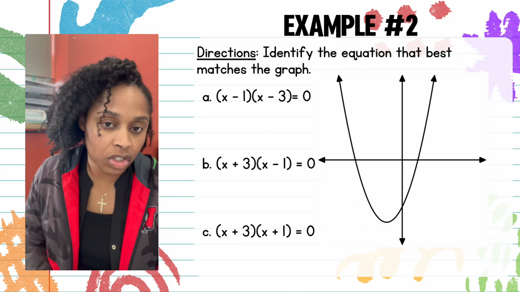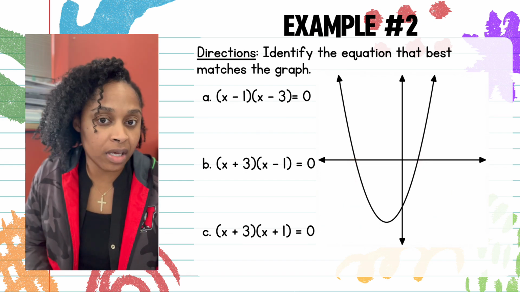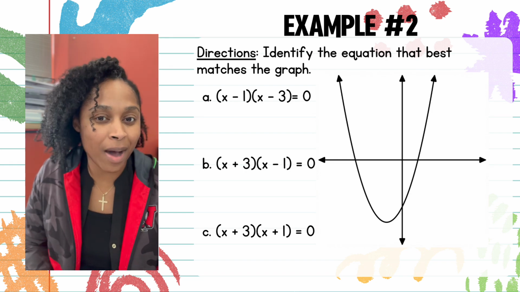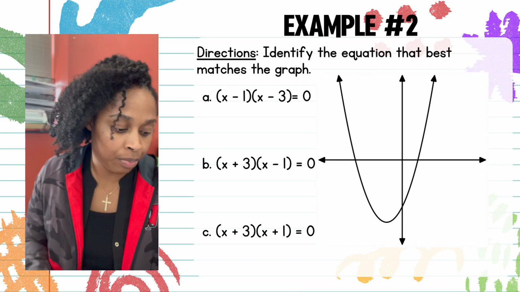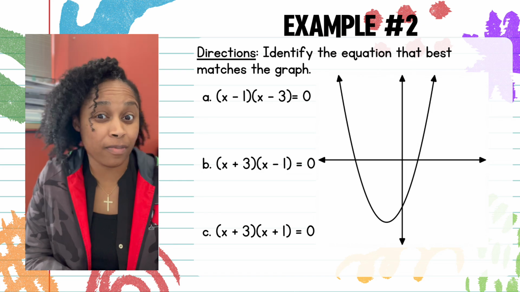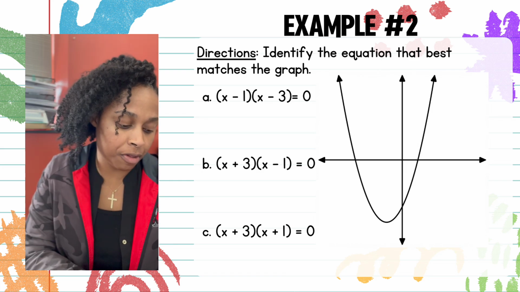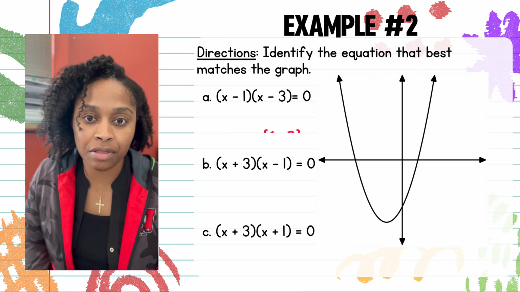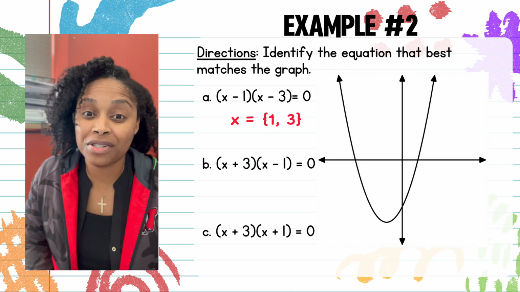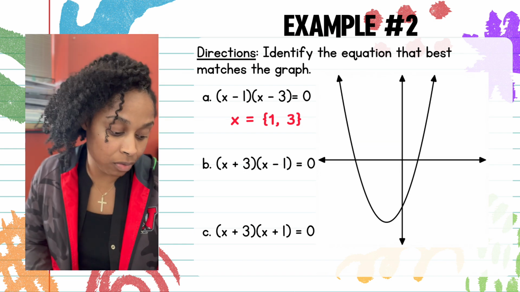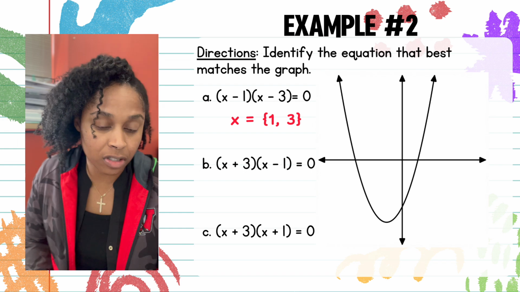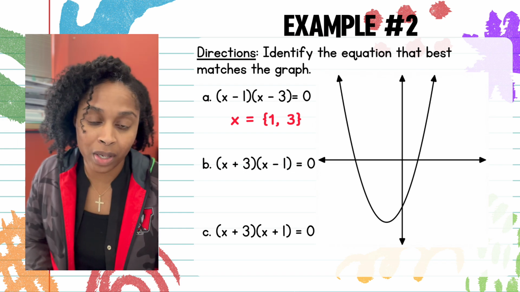So let's go through each of these choices and see which one gives us a negative and a positive zero when we solve. All of the choices are already factored, which makes our life a lot easier. For the first one, when you solve, you get 1 and 3 as your zeros. This equation is not the graph because for part A, we're getting 2 positive zeros, but in our graph, we have 1 positive and 1 negative.